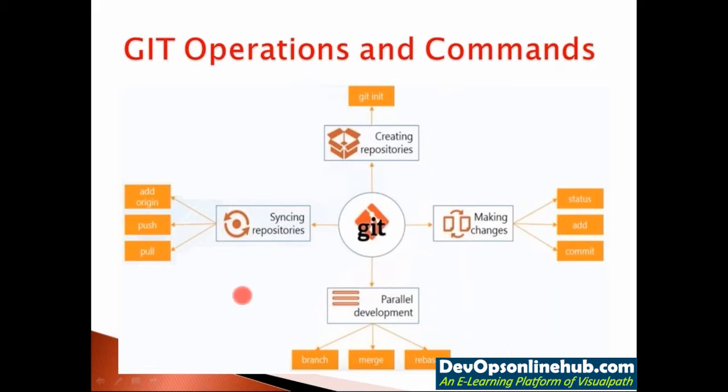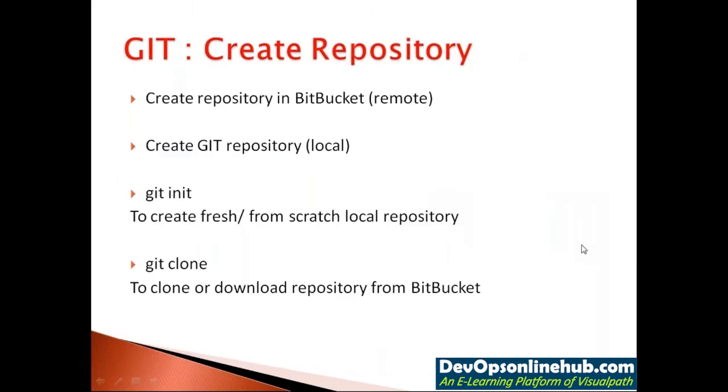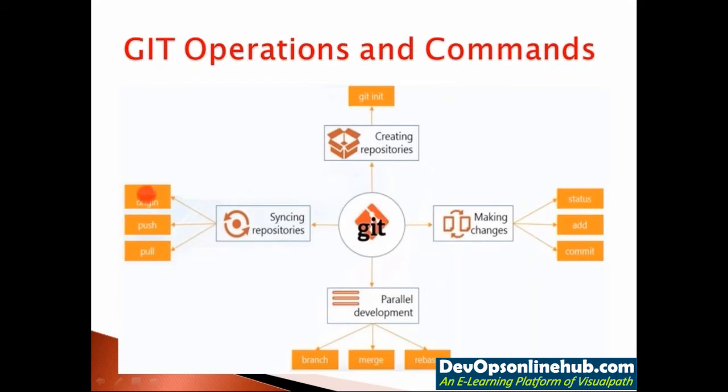Syncing the repositories is the next part. When we create a repository locally using git init, we need to sync it with our remote repository. As we can see here, the local repository is in sync with the remote repository to do the push and pull operations. So we need to sync our local repository with the remote repository, and these are the commands to sync with the remote repository.